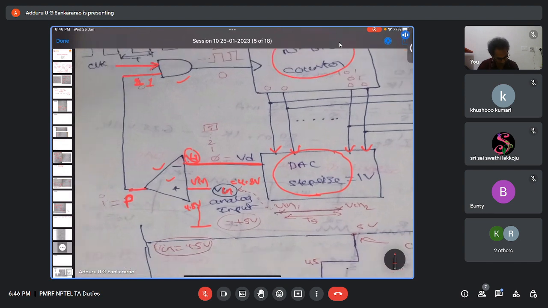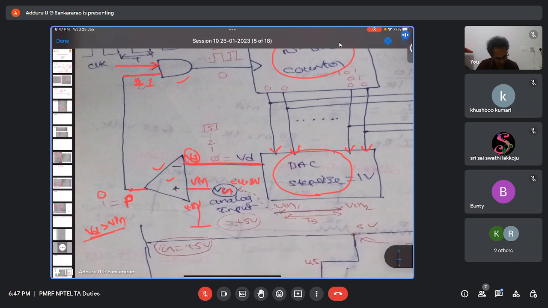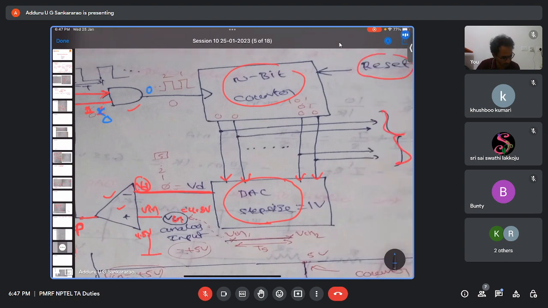What happens when Vd greater than Vin? The output of comparator will become 0. When the output of comparator is 0, then what happens here? The AND gate input is 0. When AND gate input is 0, then there will not be any clock pulse reaching the counter. Then the counter stops here. And the stopped value is nothing but the final converted value of the ADC. You got it right?